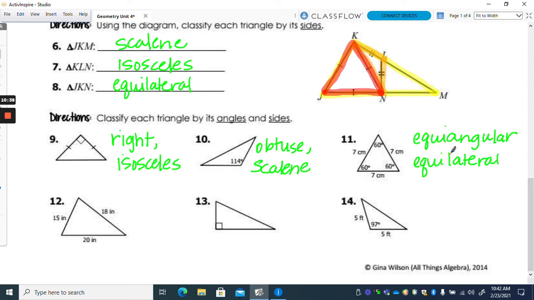Number 12, if I'm classifying it by its angles, it is acute. It does not have any obtuse angles. It only has acute angles. And if you wonder, a sheet of notebook paper has 4 90-degree angles. Every corner is a 90-degree angle.